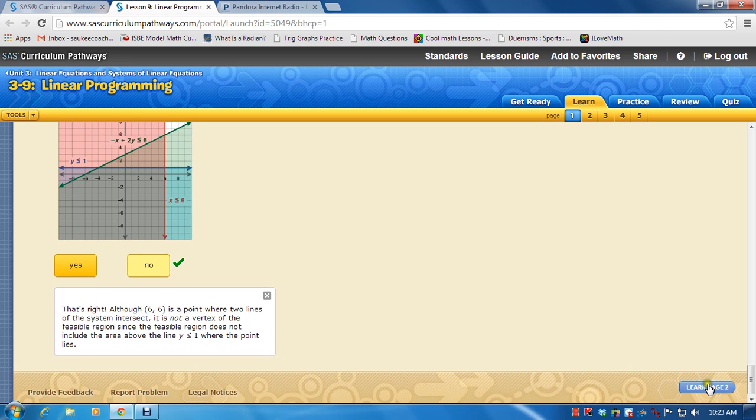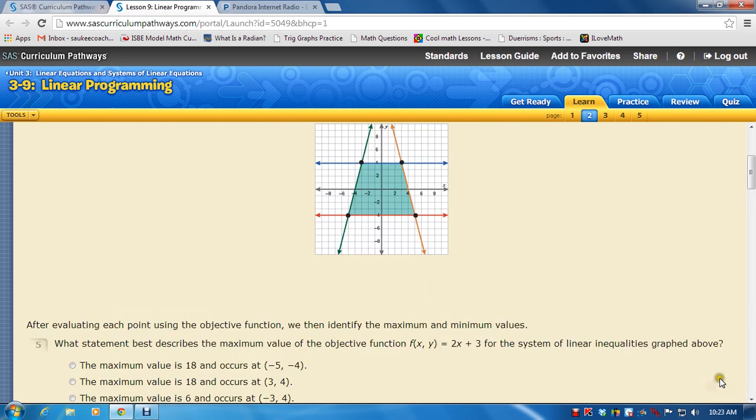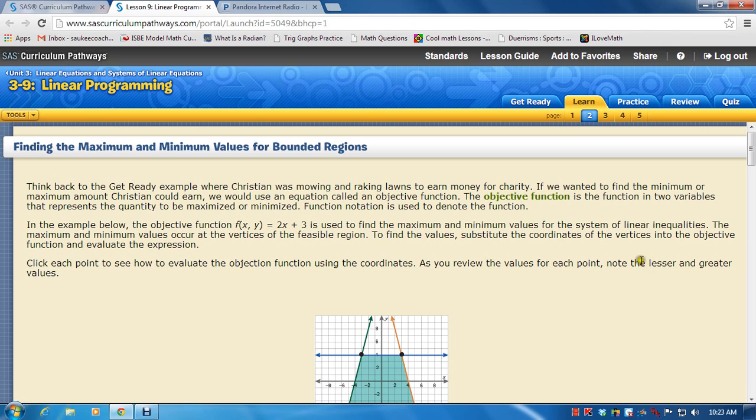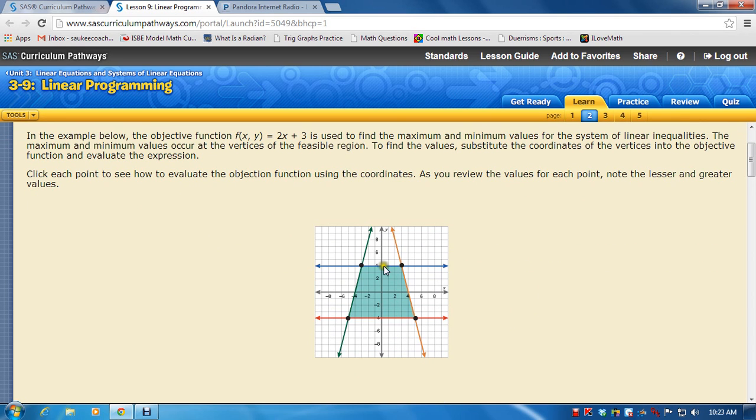So let's move on here. Page 2. We're not going to cover all the pages. We'll cover the basics of what I feel like we need to. Now, finding the maximum and minimum values for bounded regions. Here's what we're going to look at.